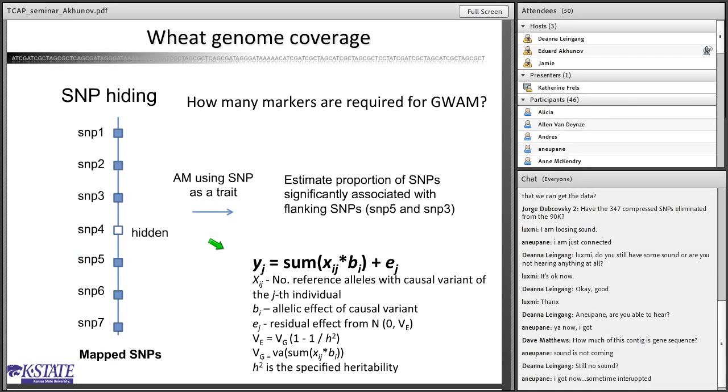And here is just the description of the simulation algorithm, where you are simulating phenotype Y, and then you may assign different levels of heritability, which actually defines the variation introduced in your data, the environmental variation.